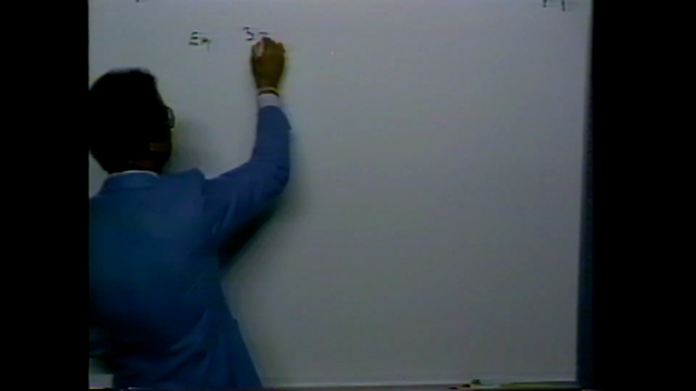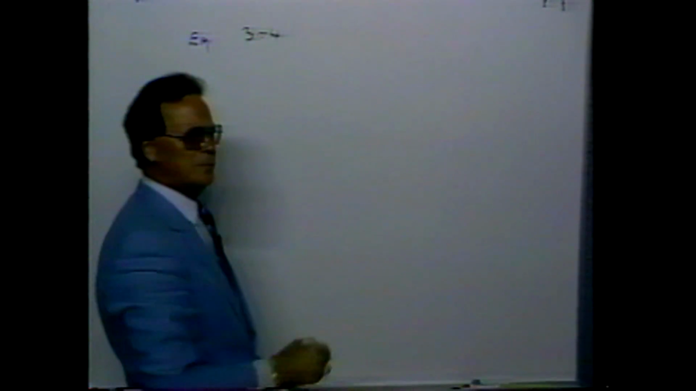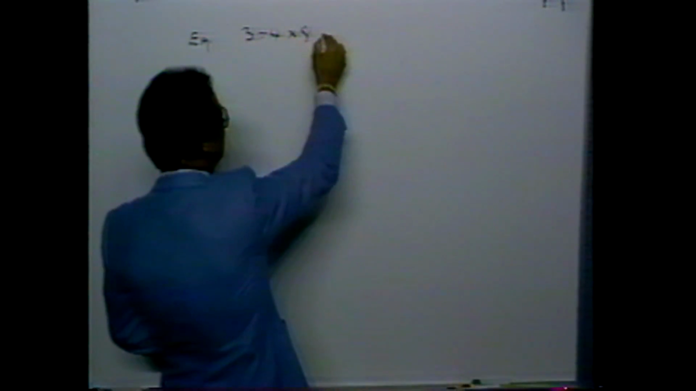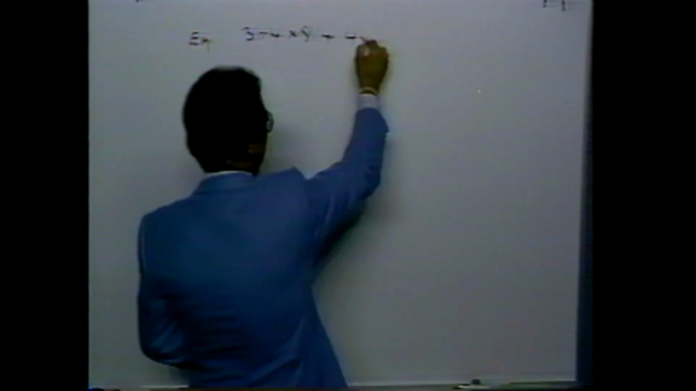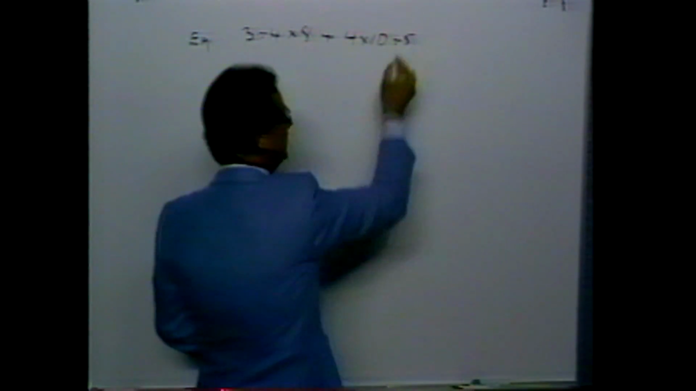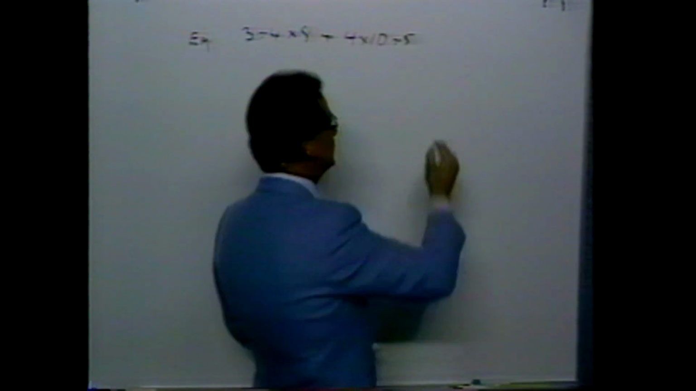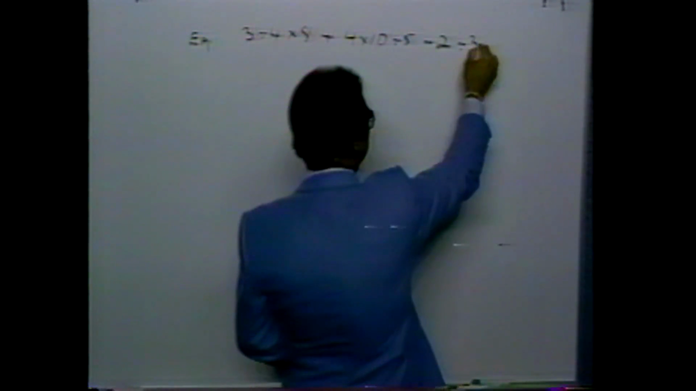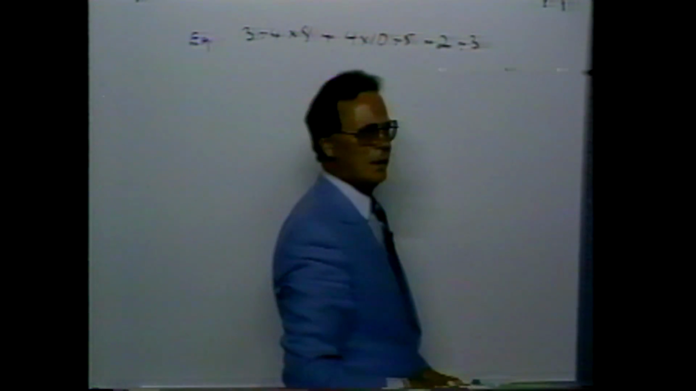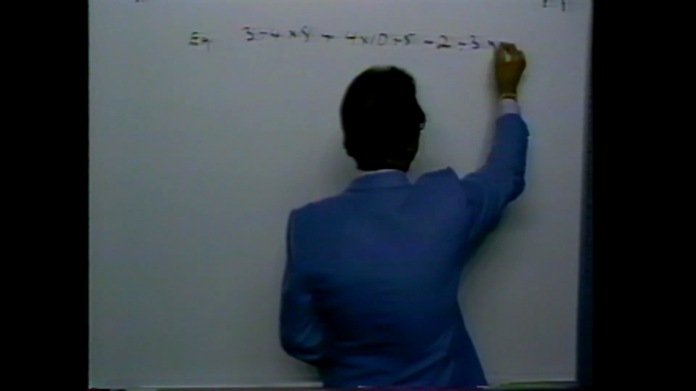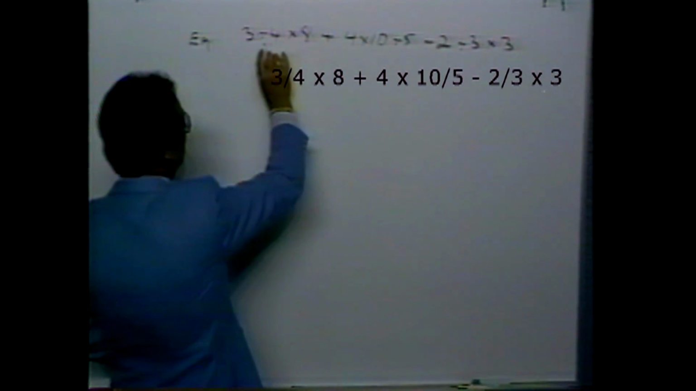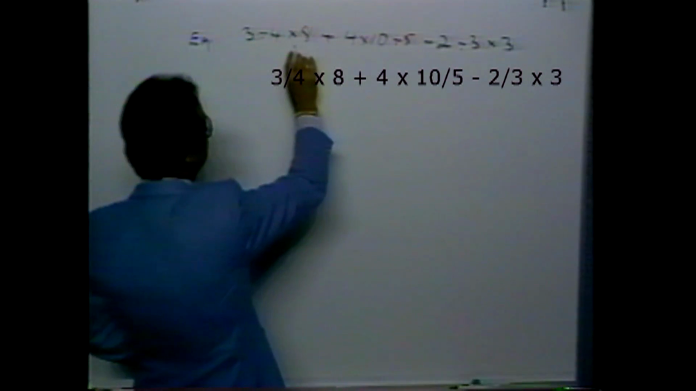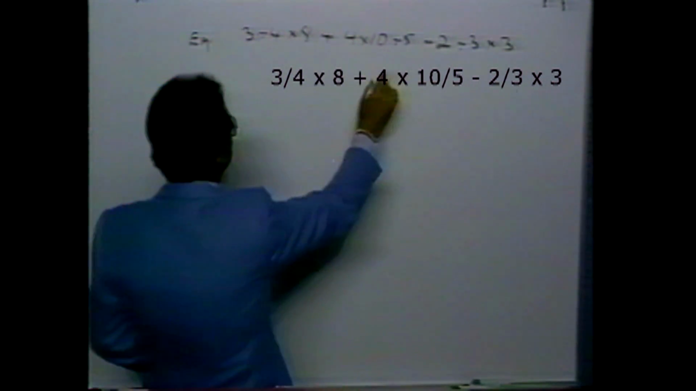For example, 3 divided by 4 multiplied by 8, add 4 times 10 divided by 5, minus 2 divided by 3 multiplied by 3 again. We will do the multiplication and division first before adding and subtracting.